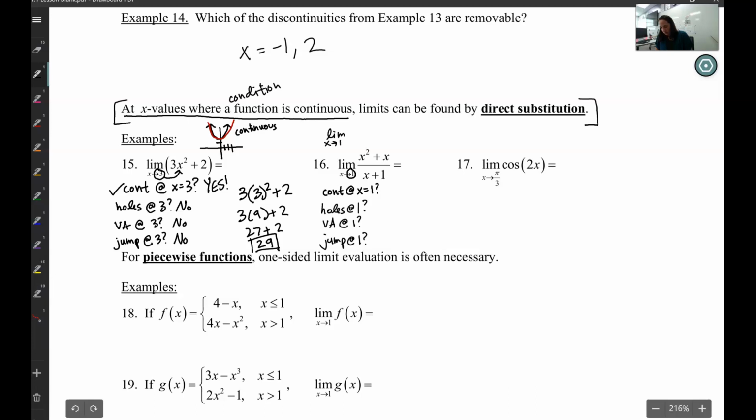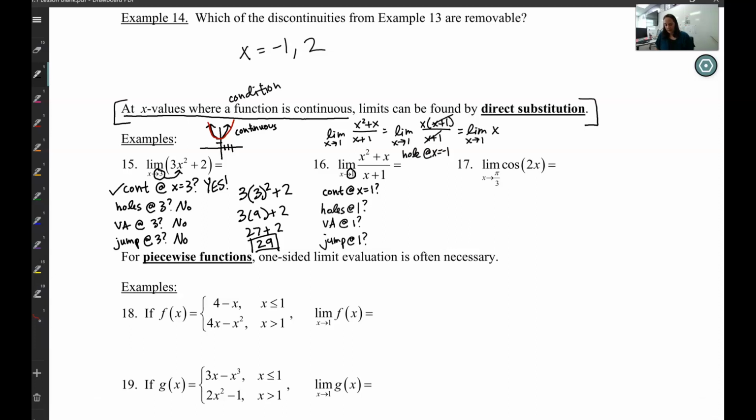Limit as x goes to 1 of x squared plus x over x plus 1. I can simplify this by factoring out an x in the numerator. And look at that. I have a factor on top and bottom that cancels. Anytime you have a factor that cancels, that is a hole, wherever that equals 0. So I have a hole at x equals negative 1, because that's what makes that factor 0. Then I can simplify this, and I get that.